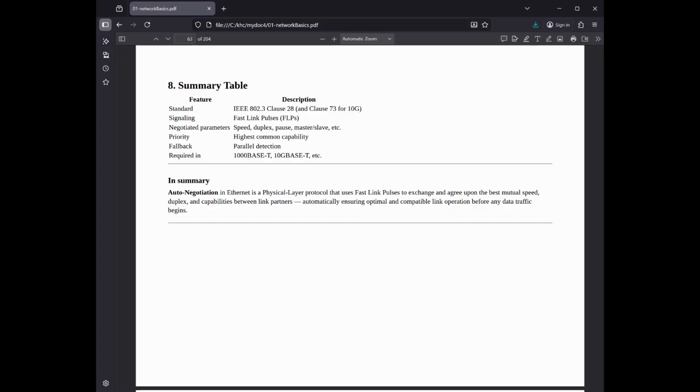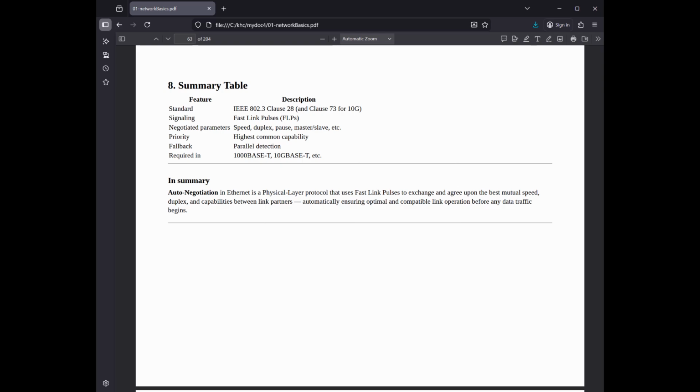Optimal performance: devices automatically select the highest possible common speed and prefer full duplex operation, maximizing bandwidth utilization and network efficiency. Ensured compatibility: the mechanism allows devices from different vendors and generations, for example 10 Mbps, 100 Mbps, 1 Gbps devices, to connect and operate seamlessly by finding a mutually supported mode. Automatic upgrades: when you replace an older device with a newer, faster one, the link automatically adjusts to the new, higher speed without manual intervention.